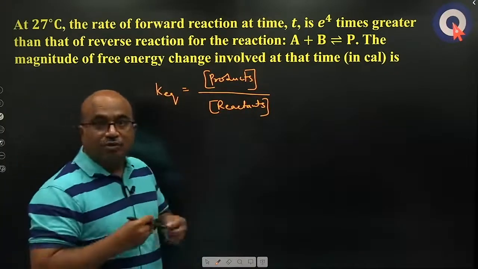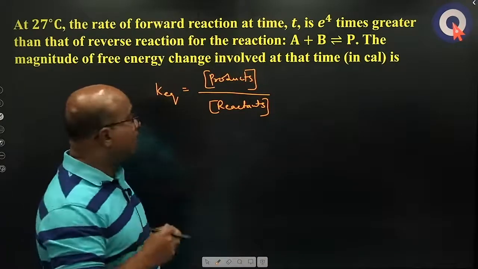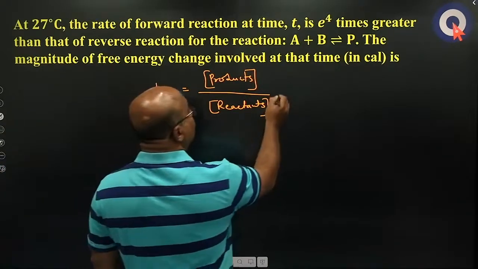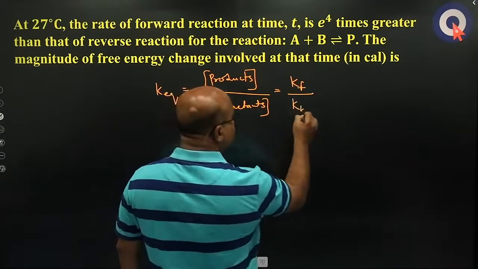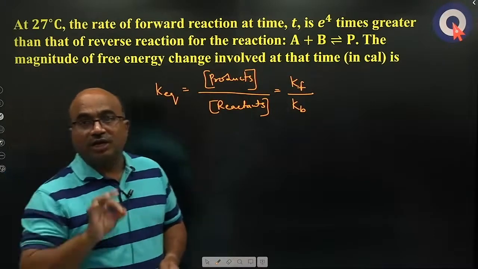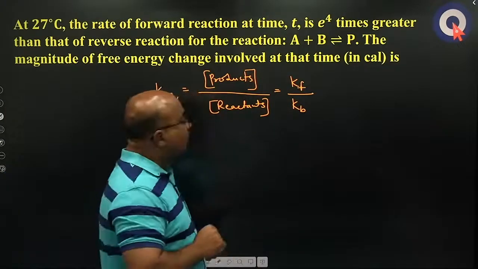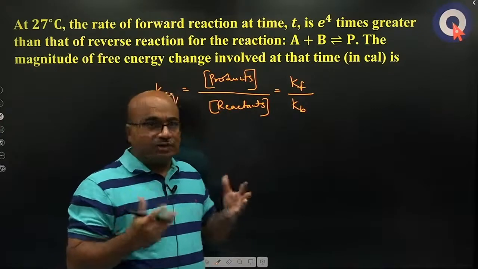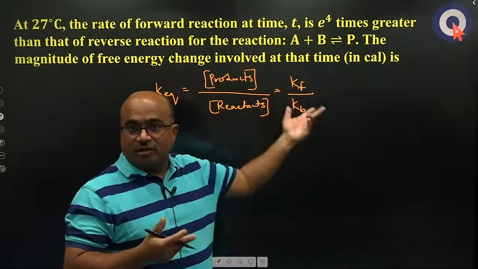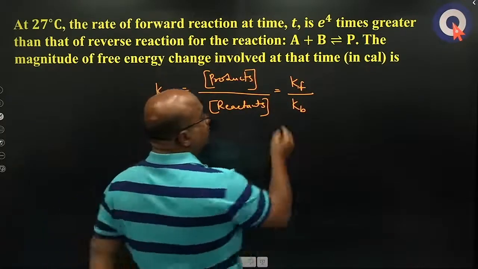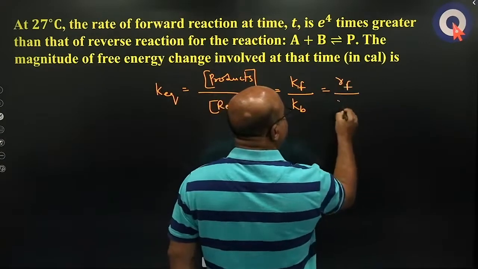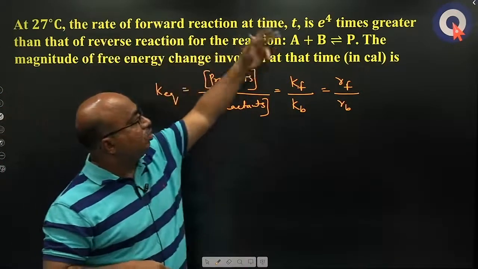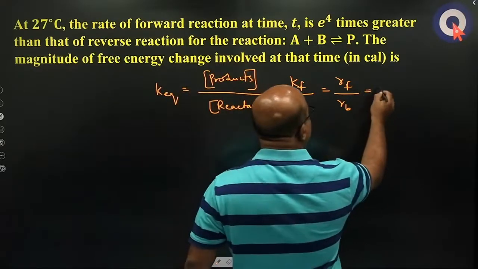But at this stage, we use that the rate of forward reaction is equal to the rate of backward reaction. So when we write the rate constant expression, K equilibrium is also nothing but Kf by Kb. That is, the ratio of rate of forward reaction to backward reaction can also be taken as an equilibrium constant. When the concentrations are fixed, the rate is directly proportional to the rate constants. So what he said is the rate of forward reaction is e to the power of 4 times, meaning K equilibrium value is e to the power of 4.